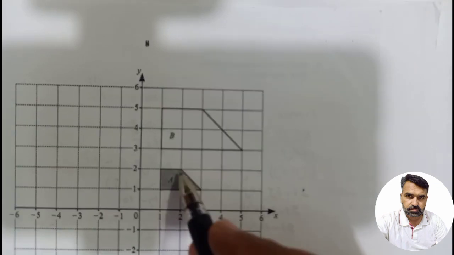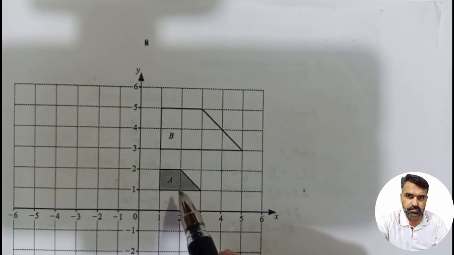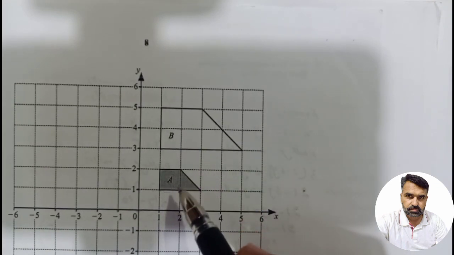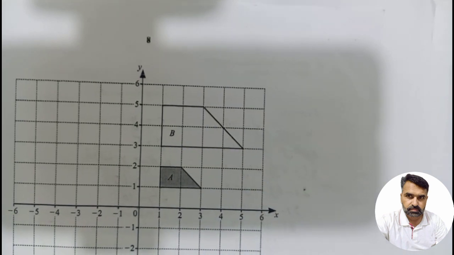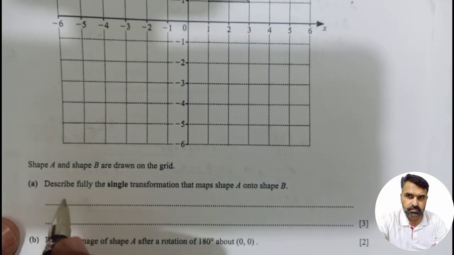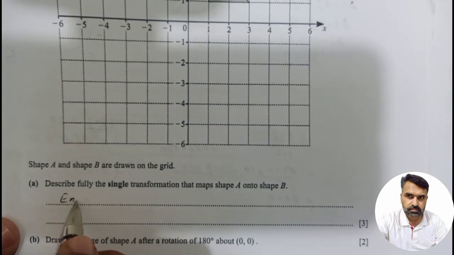Students, look at shape A and B, and if you look carefully on both the shapes, shape B is the enlargement of shape A, so the transformation is enlargement. I will write here enlargement.